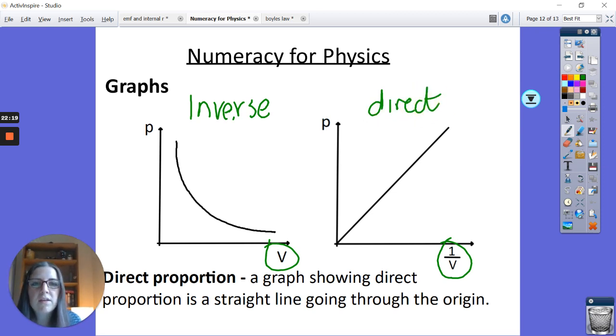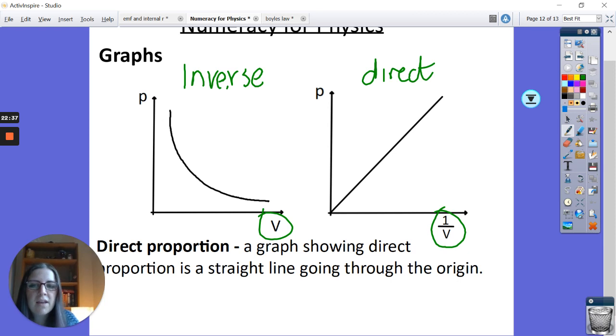We want to be really clear if we're saying something's in direct proportion though, and a straight line is nice and easy for us to analyse. As I said, we can work out the gradient of it, and we can tell by looking at it that it's a perfect straight line. Final point down the bottom, something to make sure you're aware of though. A graph showing direct proportion is a straight line going through the origin. It's really important that it goes through the origin.